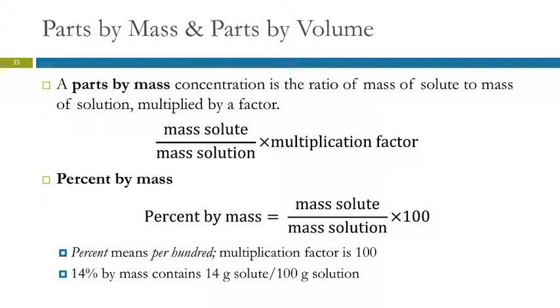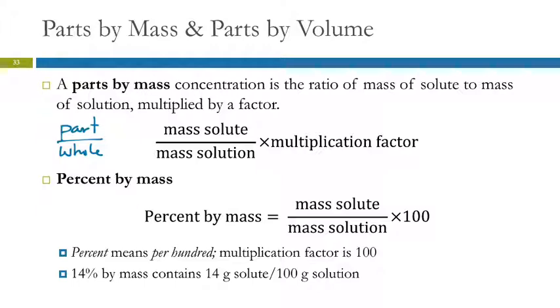Parts by mass. So that is looking at the mass of the solute divided by the mass of the whole solution. And then we're going to multiply it by some factor. So if we have percent by mass, percent is per 100. So this is the mass of the solute over the mass of the solution times 100. This follows that same pattern of the part divided by the whole. So you have the part that you're interested in divided by the whole thing. Parts by mass, you're looking at the mass of each. The mass of the solute divided by the mass of the solution, and then you multiply it by a factor, and which factor you use depends on how concentrated the solution is.